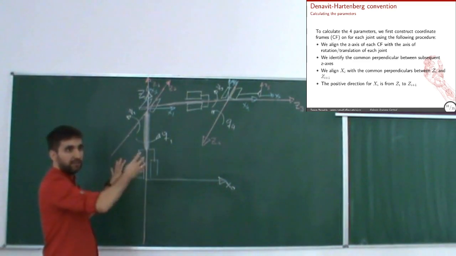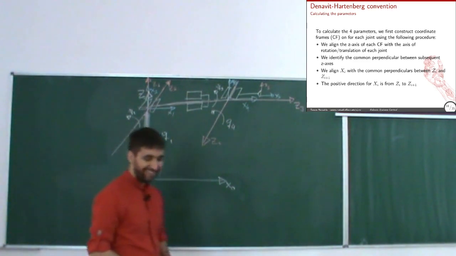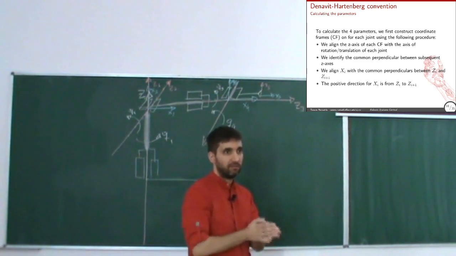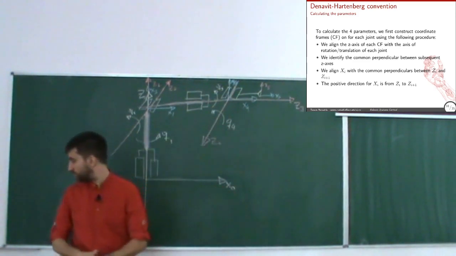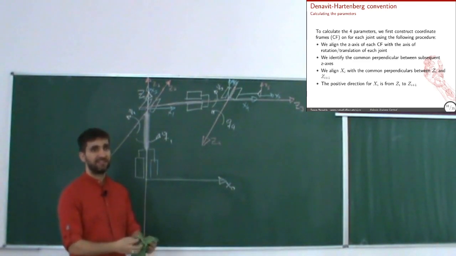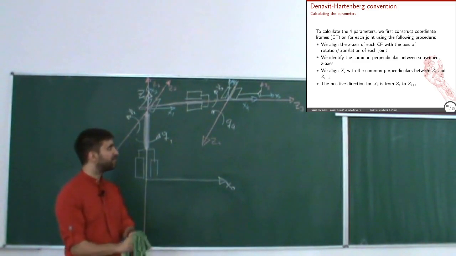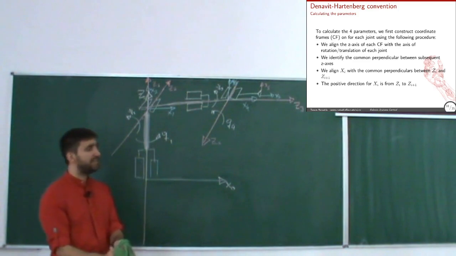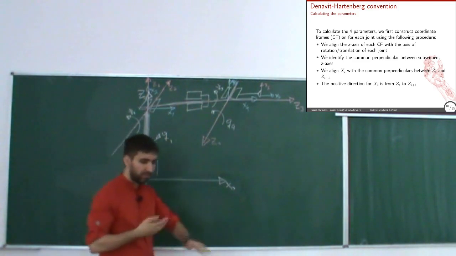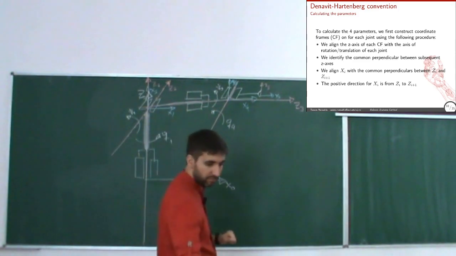If you do this right, then you're only halfway. If you do this wrong, then everything else will be wrong. So pay a lot of attention to how you define the x-axis. The z-axis is easy, although I've seen weird stuff there as well. But the x-axis, be careful how you define it and make sure that it's perpendicular to both z's. Good.